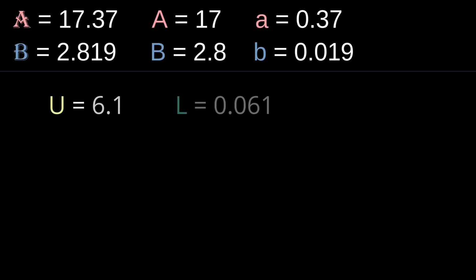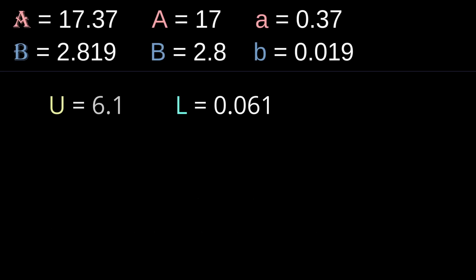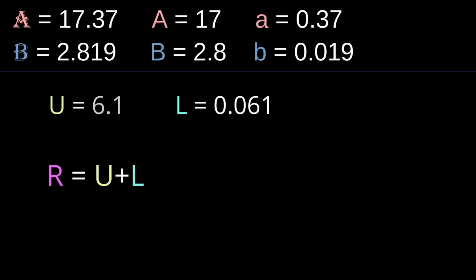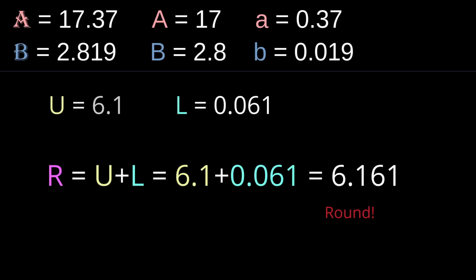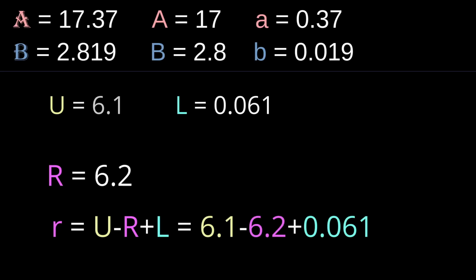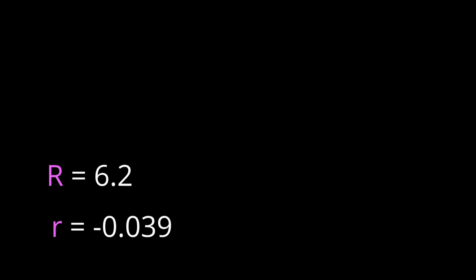And now we've got U and L, and these are fairly close to the final upper and lower halves of the final result. The final part should seem very familiar by now. We've got capital R equals U plus L, which will give us 6.1 plus 0.061 in this little example. We'll end up with 6.161, but that'll be rounded to 6.2. And then finally, lowercase r equals U minus R plus L. We'll have 6.1 minus 6.2 plus 0.061, and that's going to give us negative 0.1 plus 0.061. And finally, if you compute that out, you get negative 0.039. And we have our final result. Capital R equals 6.2, lowercase r equals negative 0.039.